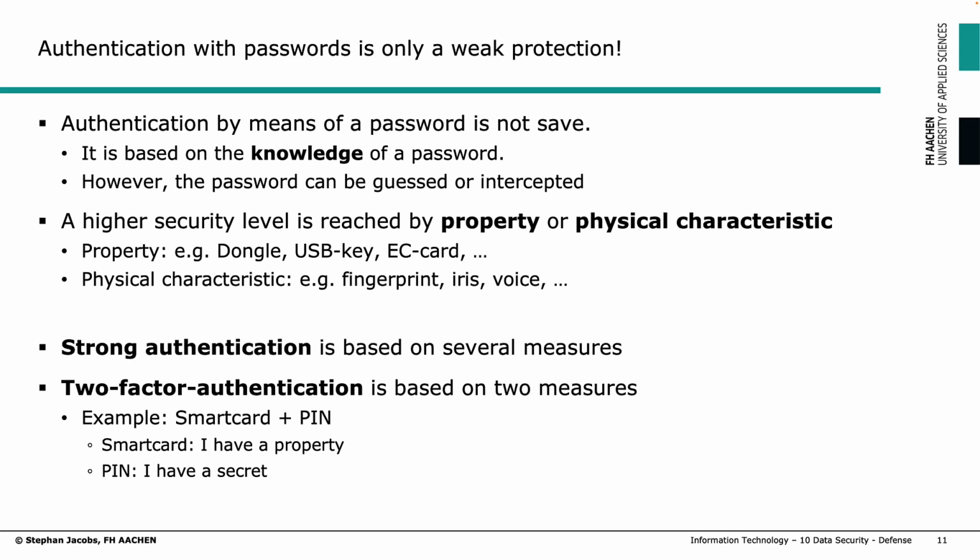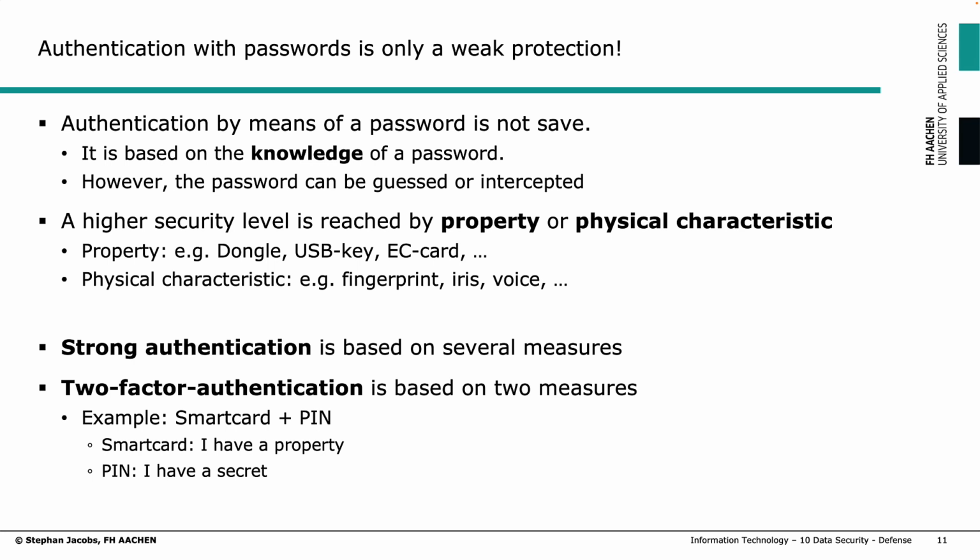Of course, we can combine these typical measures. We talk about strong authentication if several measures are taken at the same time. And we talk about two-factor authentication if two measures are taken. It's important to understand that you cannot use two passwords, because then it would still be just knowledge. It should be, for example, knowledge and a property, or property and physical characteristic, etc.